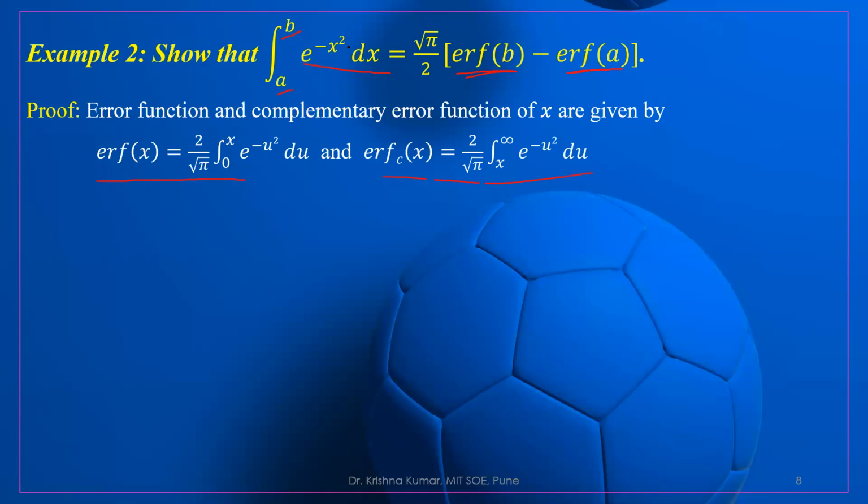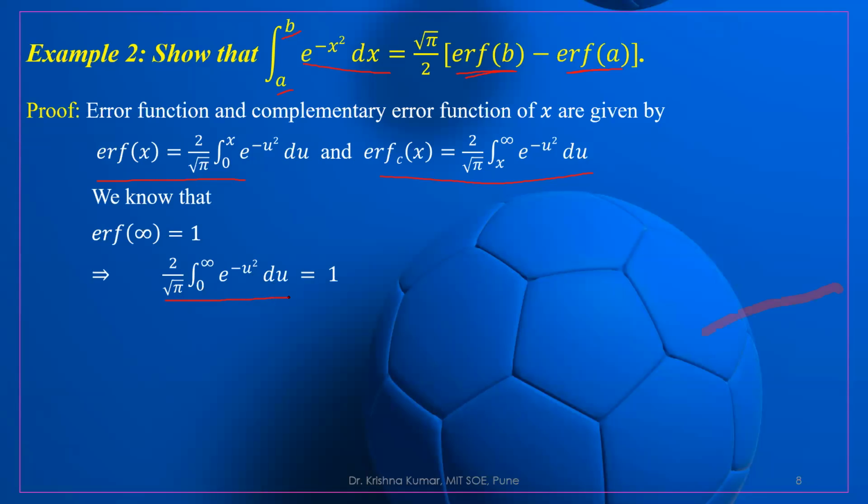If we see the left hand side, there is no relation to error function of x and complementary error function of x, because the limit is a to b, here the limit is 0 to x, and here the limit is x to infinity. But can we write it like that? We use the second property of the error function. What is the second property? Error function of infinity is equal to 1. So we want to apply this property. Error function of infinity is 2 upon root pi integral from 0 to infinity of e to the power minus u squared du, which is equal to 1.